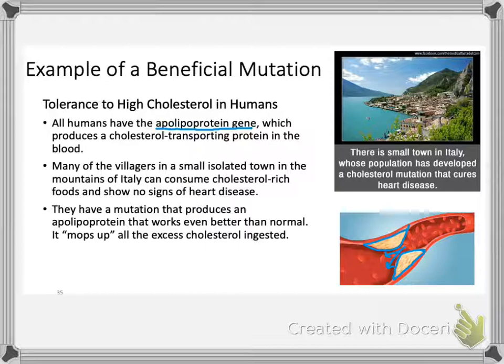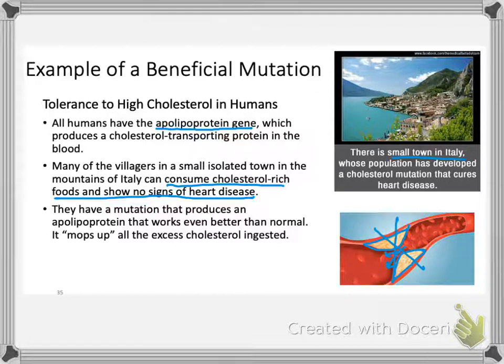Now, there was this small town in Italy, and scientists found, when they were studying them, that these people in Italy could consume cholesterol-rich foods and show no sign of heart disease. So no sign of strokes, heart attacks, any of this cholesterol buildup. Basically, this whole stuff was missing. There were no plaques, even though they ate an incredibly cholesterol-rich diet full of like butter and cheese and red meat and things like that that had lots of cholesterol.